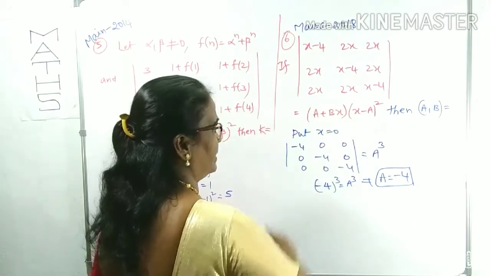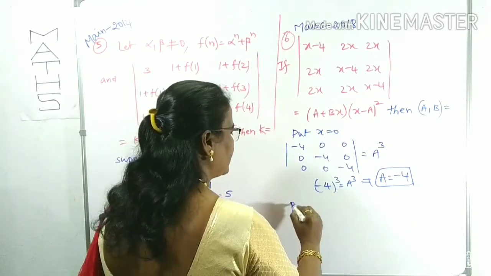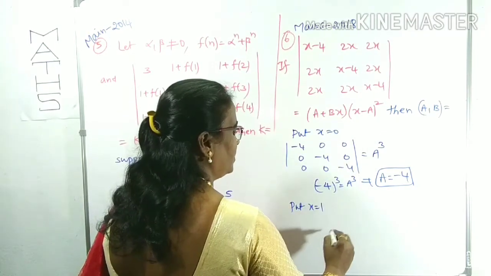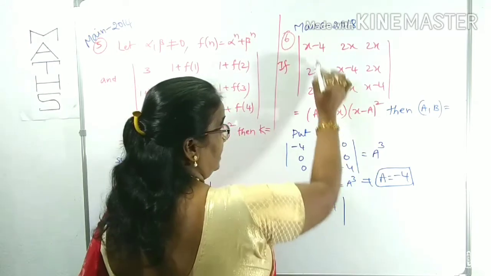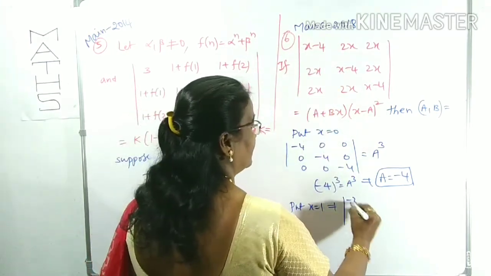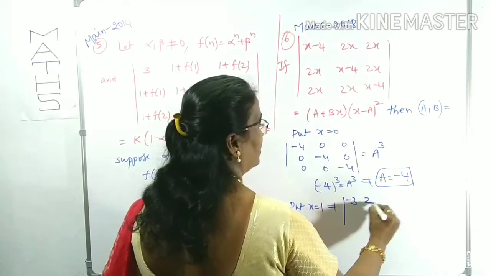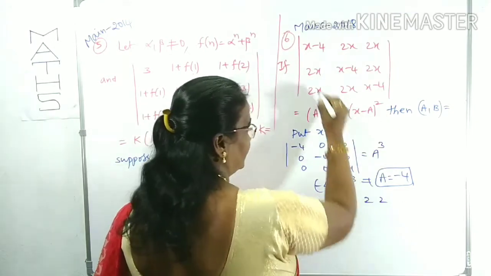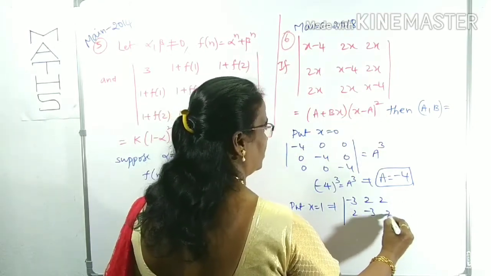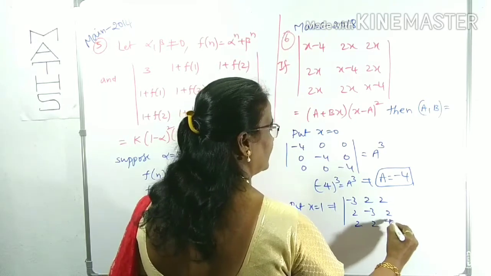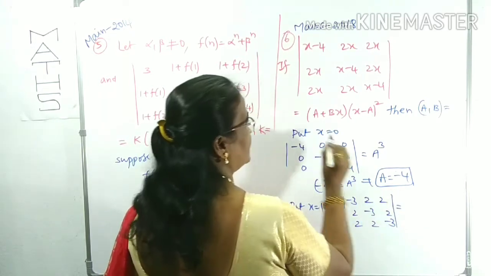To get the b value, better take x equal to 1 on both sides. Other than 0, we can take 1. Put x equal to 1. What happened? Left side, 1 minus 4 is minus 3. 2 into 1, 2. 2 into 1, 2. Here 2. Minus 3, 2. 2, 2, minus 3 is equal to the right side.